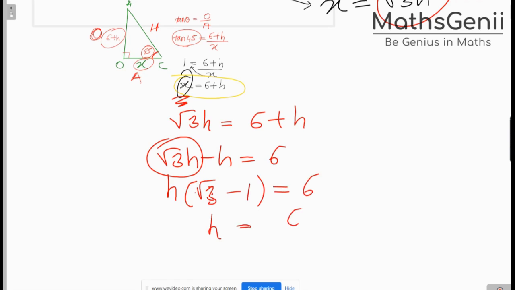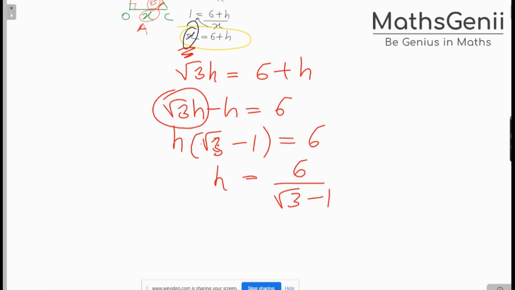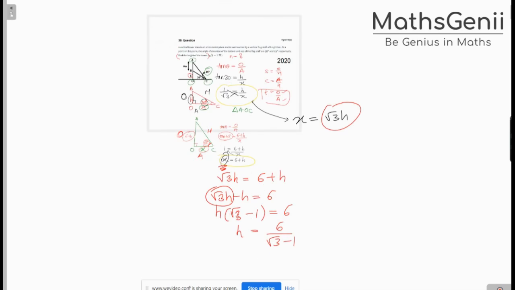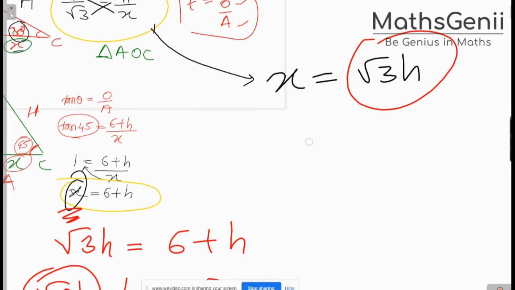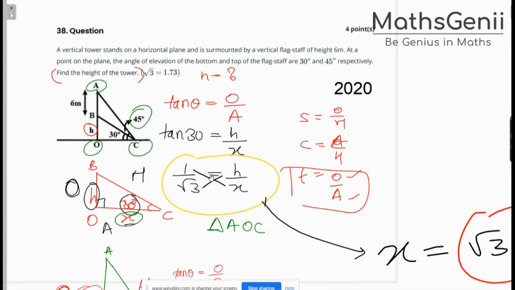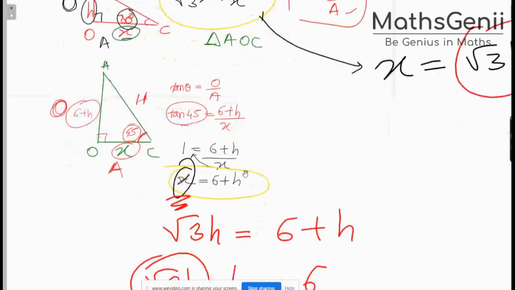h is equal to 6 upon, multiply comes down, becomes divide. So here is your answer if you want to keep it till here. If you want to solve it further, you can always substitute the value of root 3 is equal to 1.73 given in the question.